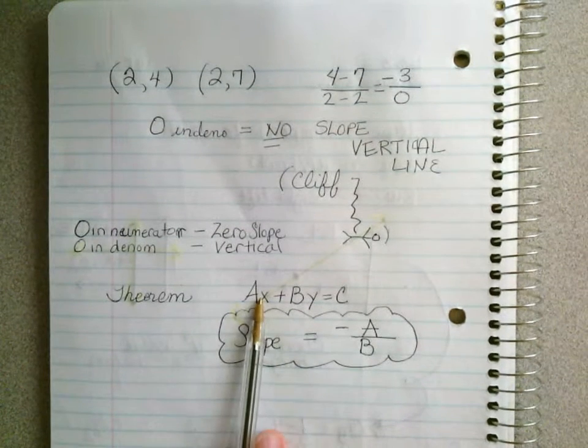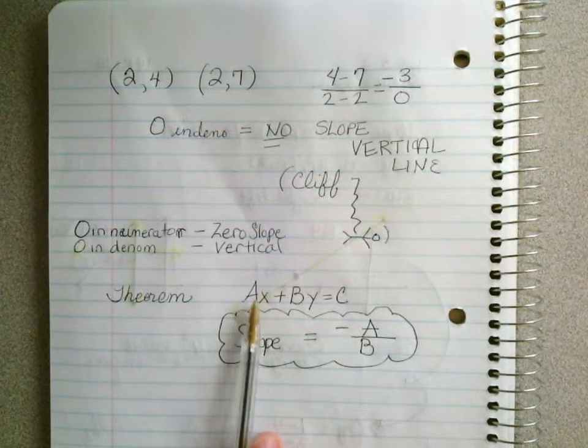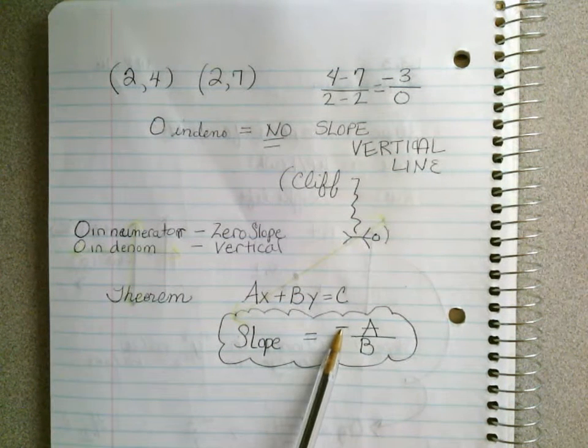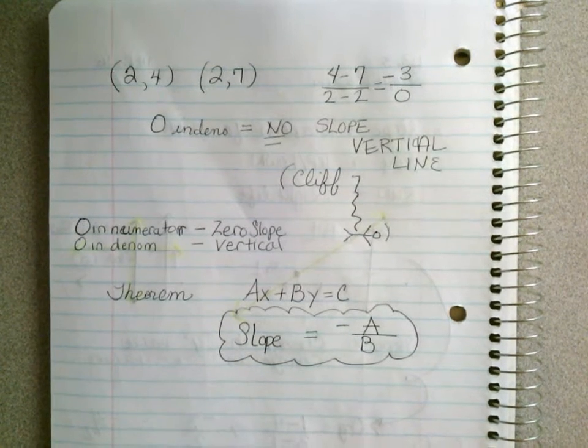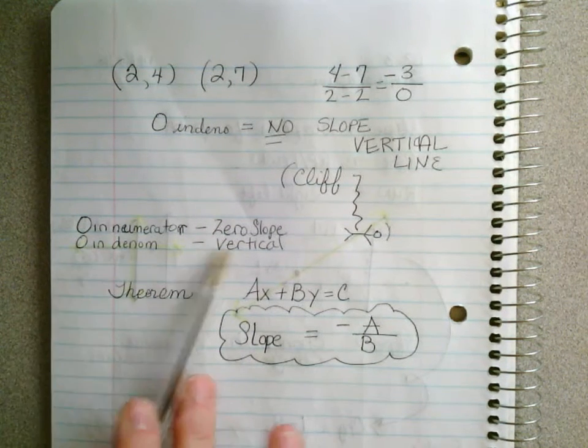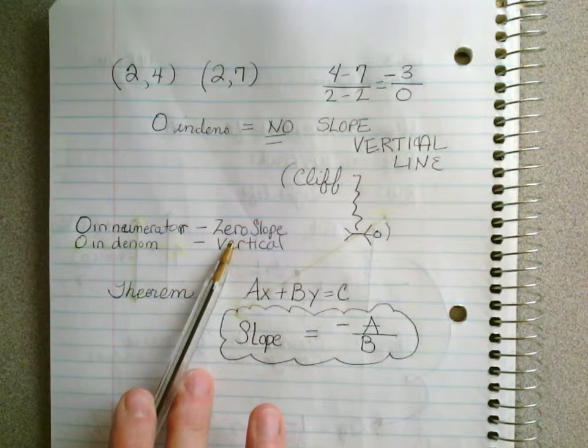So the coefficient of A divided by the coefficient of B, its opposite represents the slope. And they show you that here in the proof if you want to read that later. Remember though, if 0 is the denominator, then you have a vertical line. Okay?